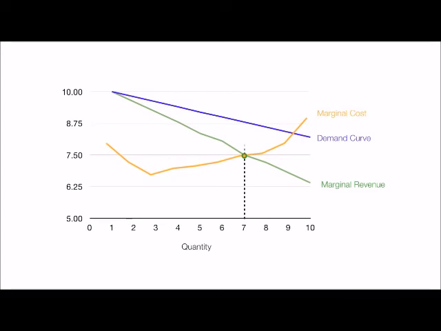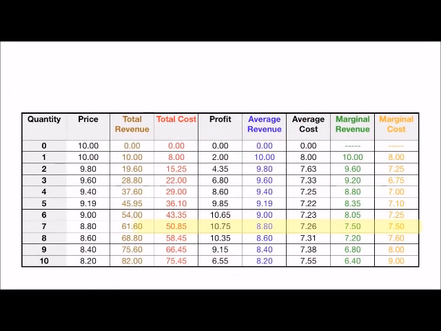If I go straight up, that gives me the price of 8.80, which is in the table as well. So these are my equilibrium values. Marginal cost 7.50, marginal revenue 7.50. And if you notice, profit is 10.75 at 7 units. It's 10.65 at 6, a little lower, and 10.35 at 8. So just right, profit is maximized at 7 units.